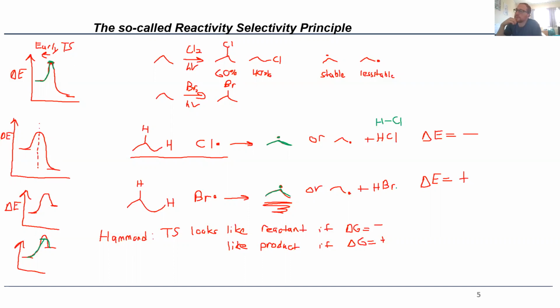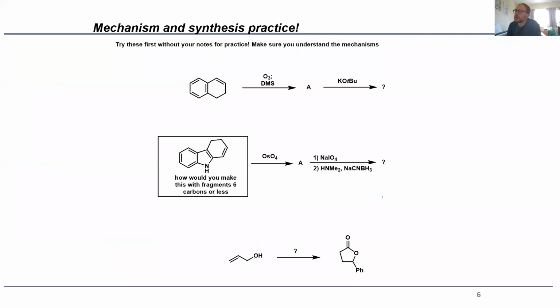Okay. If there are no more questions on this, then we'll break into our problem-solving portion of the day. Here are some examples for mechanism and synthesis practice, and these come from some of the later work we've been doing in synthesis. I recommend you try these reactions and the reaction mechanisms without your notes first, so you get really familiar with them, and then of course go back and use your notes.